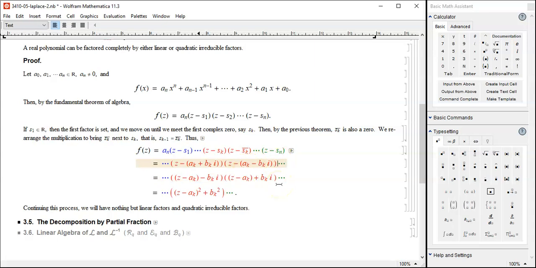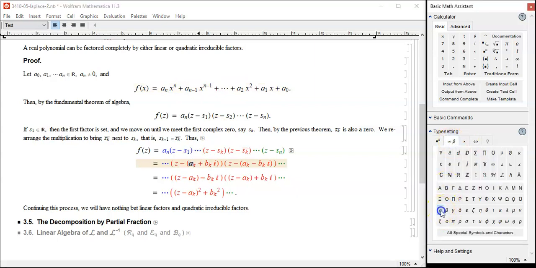Excuse me, this is a poor choice of characters. The aks are bad. I already used a's over here, so let's take some other characters. Alpha and beta. Excuse me. Let me make these corrections here. Give me some time.